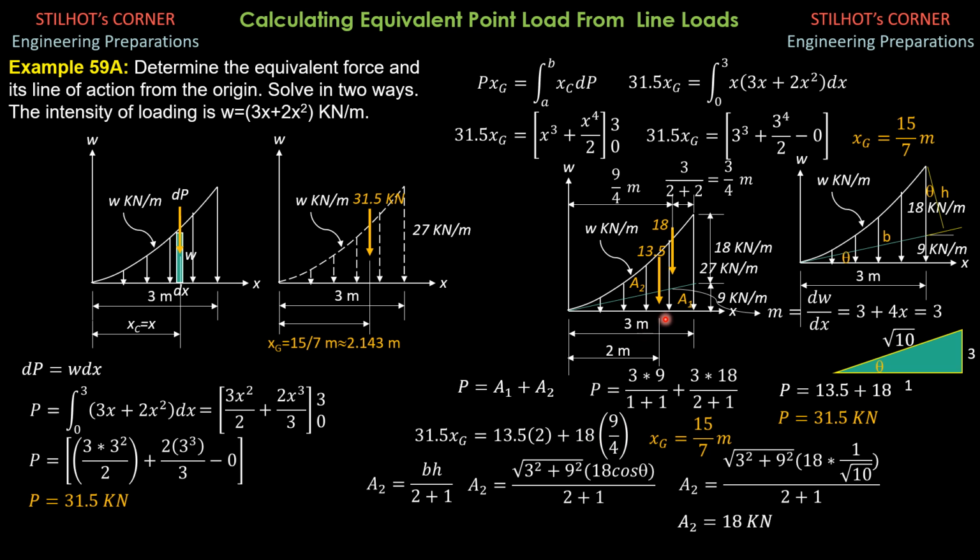and the moment arm, this distance here, by the way, is equal to b, 3, divided by the degree, which is 2 plus 2. So 3 over 4, 3/4. Therefore, this distance of the 18 kilonewton load from the left is 3 meters minus 3/4, and that is 9 over 4. So that's why you have 9 over 4 here. So calculating xg, it is also exactly 15 over 7 meters.